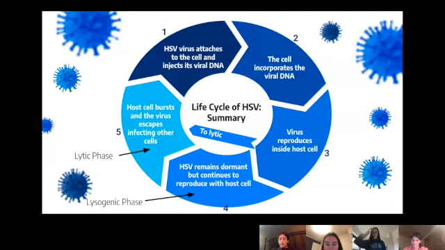So this diagram is a summarized representation of the HSV's life cycle. To reiterate what was explained before, these 5 events explain how HSV infects, lives in, and spreads to cells of the body.